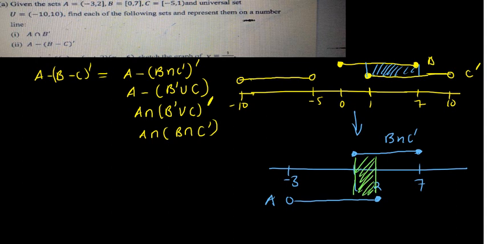And then we can now write a final answer. Therefore, A minus B minus C complement is just from 1 up to 2. That's the intersection. We are going to include both because we can see that they are found in both sets, 1 and 2. So that is going to be it for this question.